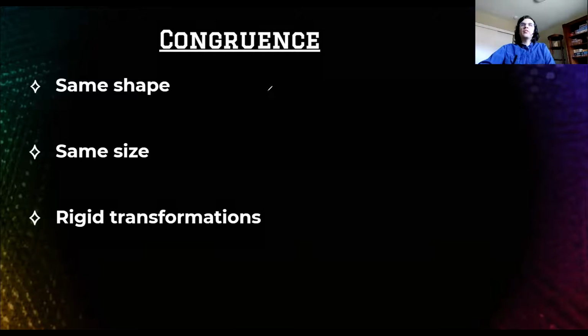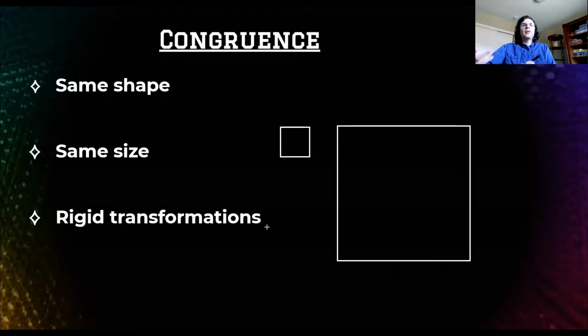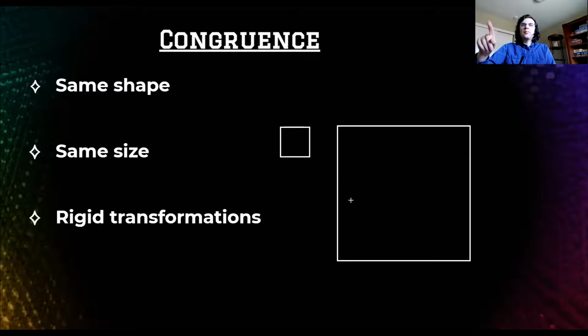On the other hand, you can have size. For example, I can make a little square and I can make a very big square. These are the same shape, but they're not congruent because they're not the same size. Here, the side lengths are very obviously different. So to have congruence, they need to be the same shape and the same size.